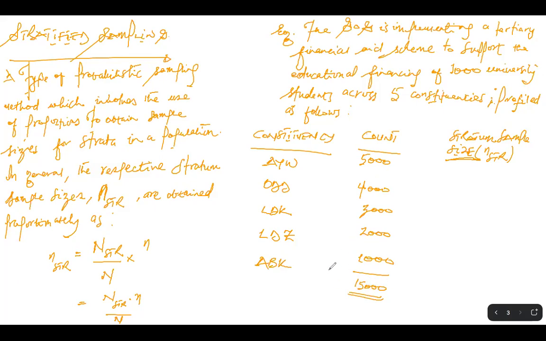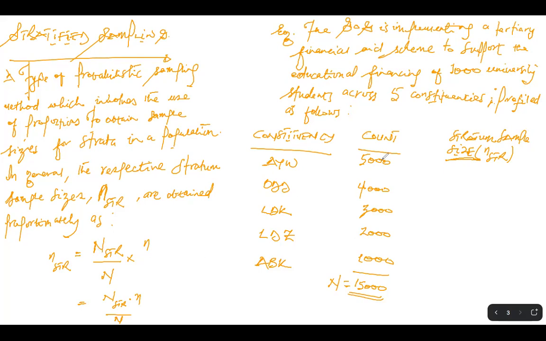Because this is the total population, we say N is equal to what? 15,000. All right. So think about it. Ayawaso is a stratum. ODD is a stratum. Latter day is a stratum. Ledger is a stratum. Obliqua is also a stratum. So overall, we have 15,000 people, so we have our big N here. Now we need to find the stratum population sizes.